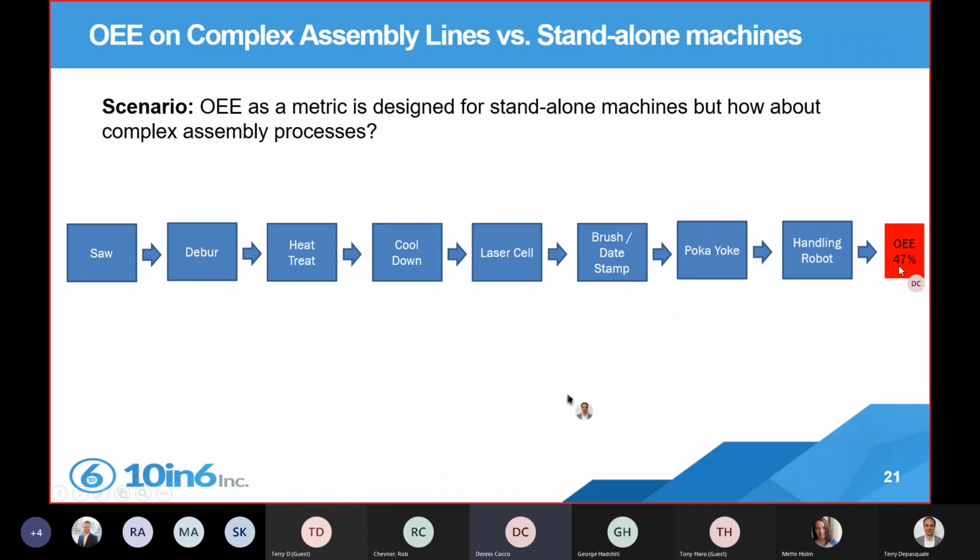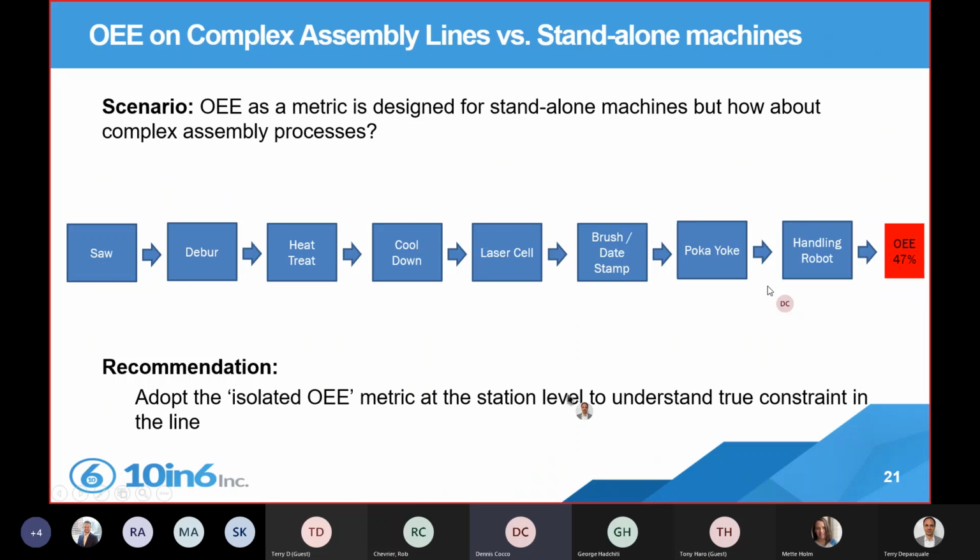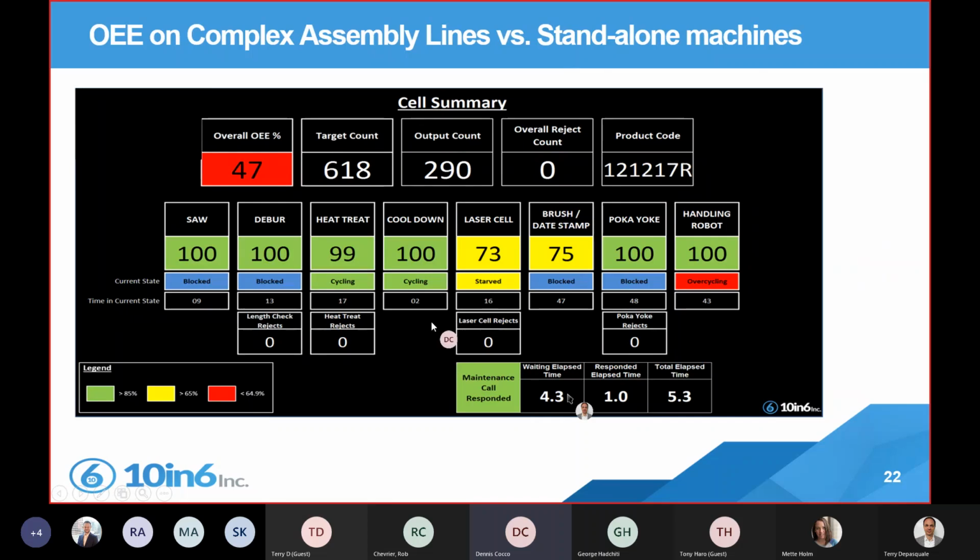When you see that your OEE is 47%, there's no indication as to which station or which cell is the major contributing factor to having such a low OEE score. So our recommendation is to adopt a new metric called the isolated OEE, which is a measure at the station level of how much constraint that particular station is putting on the line. So in isolation of all the stations before it and after it, how well does that station perform? So when it's not starved for parts or not backed up by the following station, does it perform the way it's supposed to perform? So here's how we would present that graphically.